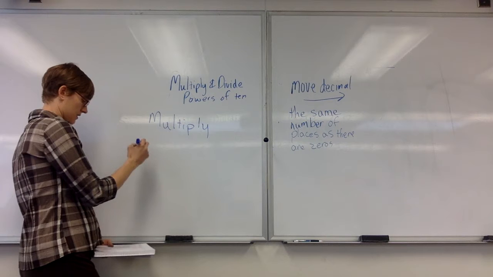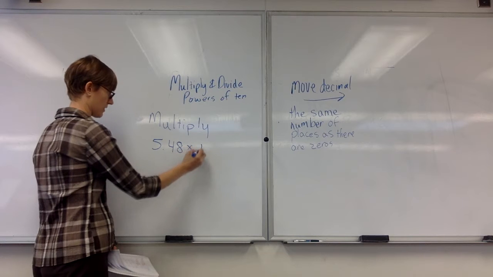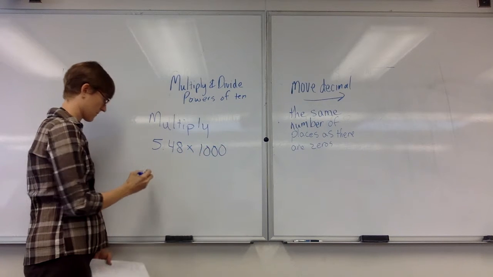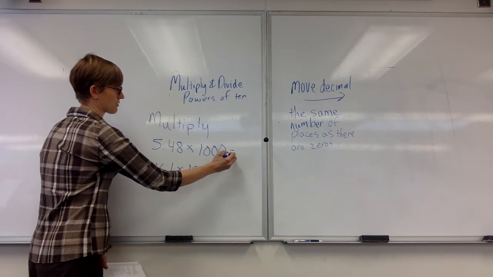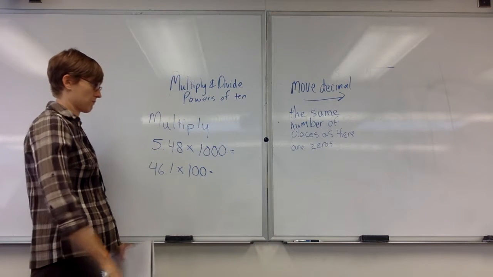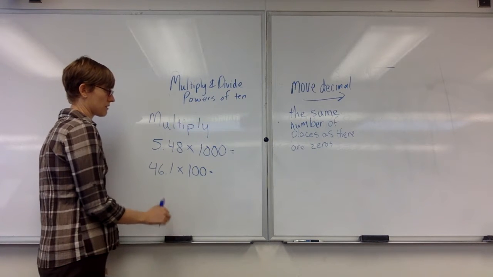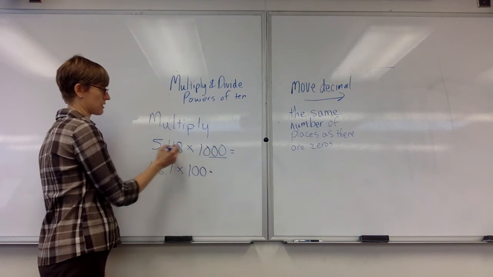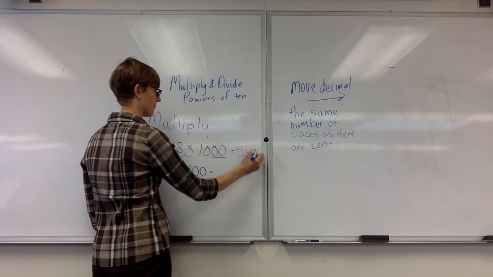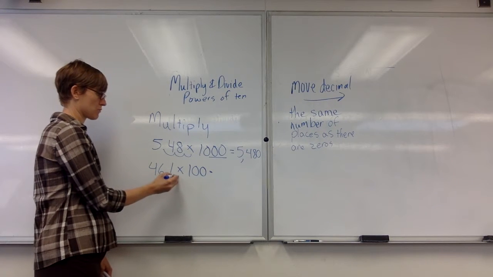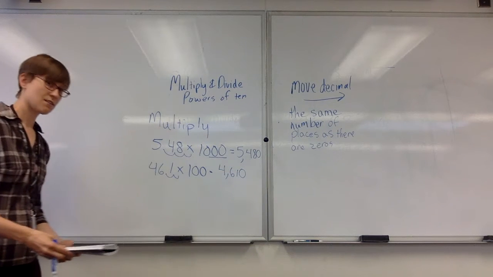I'd like you to try a couple of these on your own. Let's try 5.48 times 1,000 and 46.1 times 100. Go ahead and work through these for a second, and when you're done, we'll talk through them. Okay, hopefully what you did was you moved the decimal point in this first one 3 places over to get 5,480. And in the second one, hopefully you moved your decimal 2 places over to get 4,610. That's what you got. Very good.